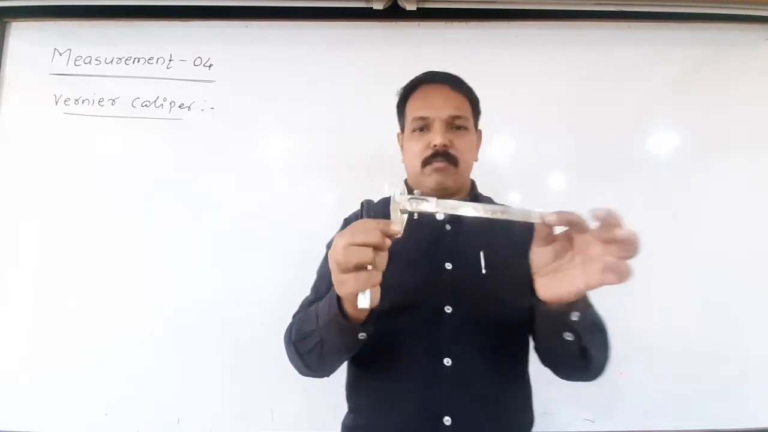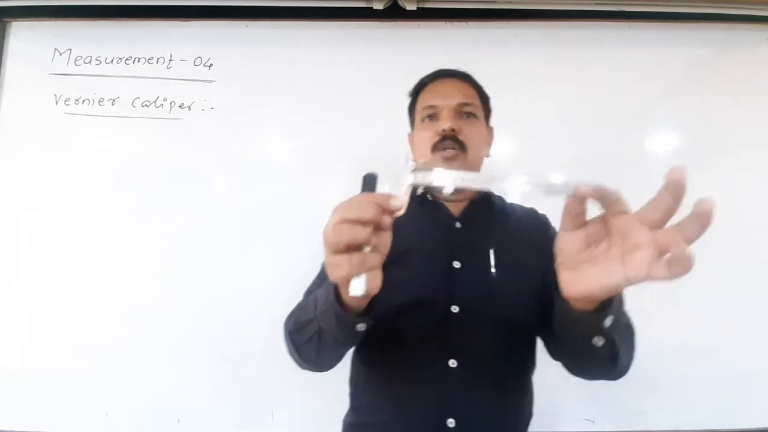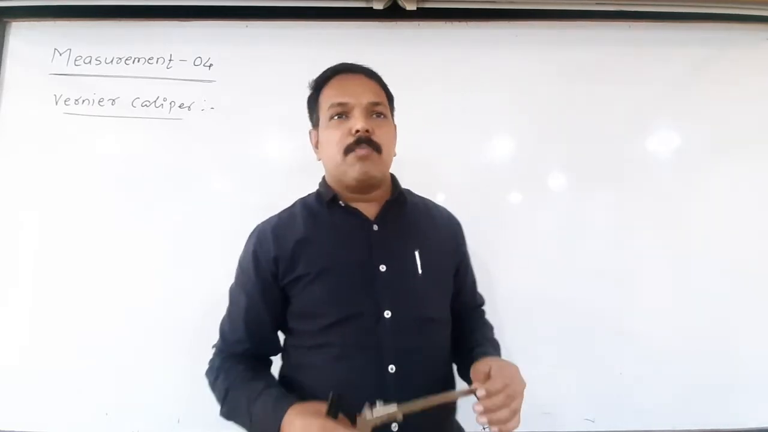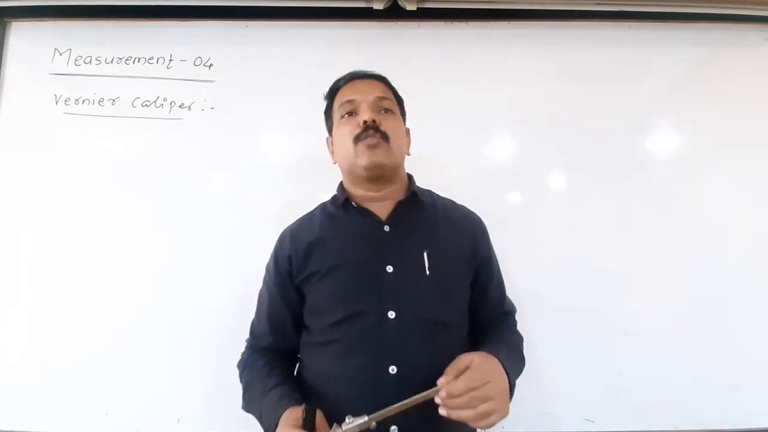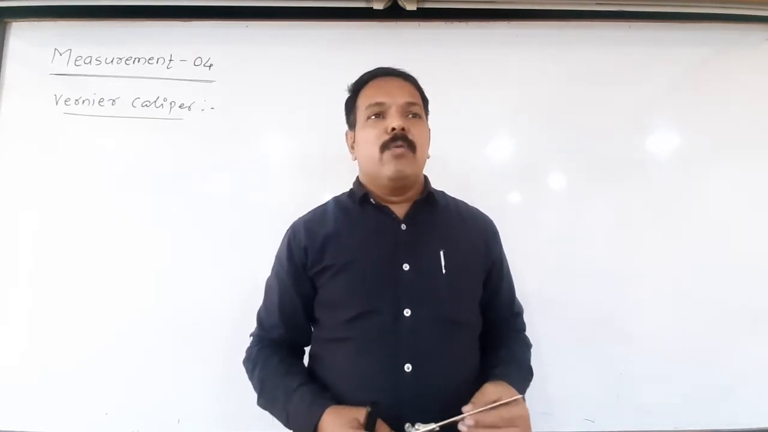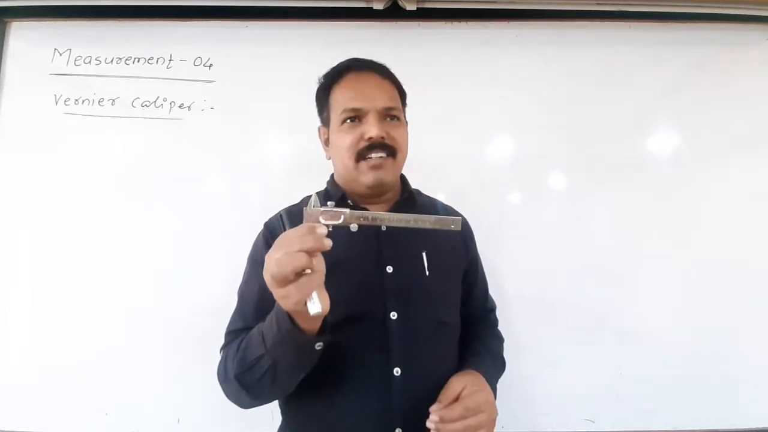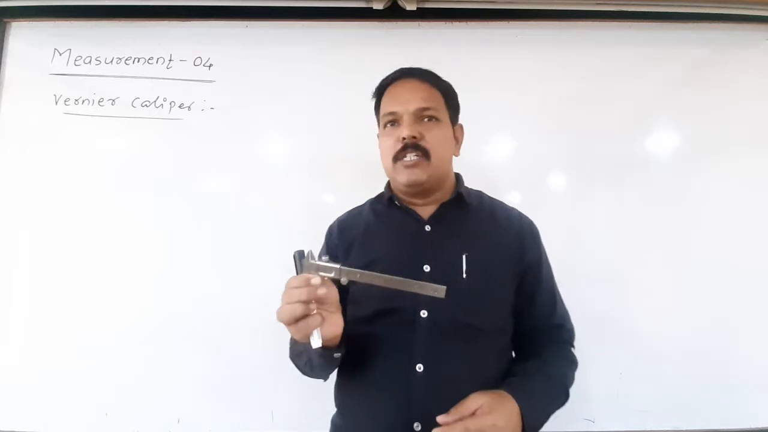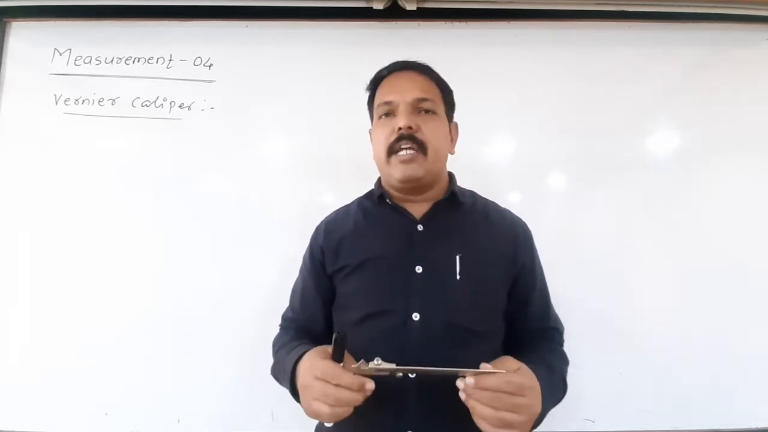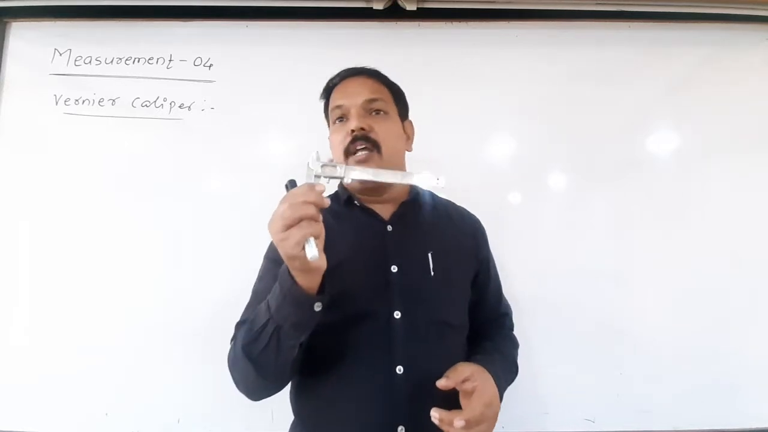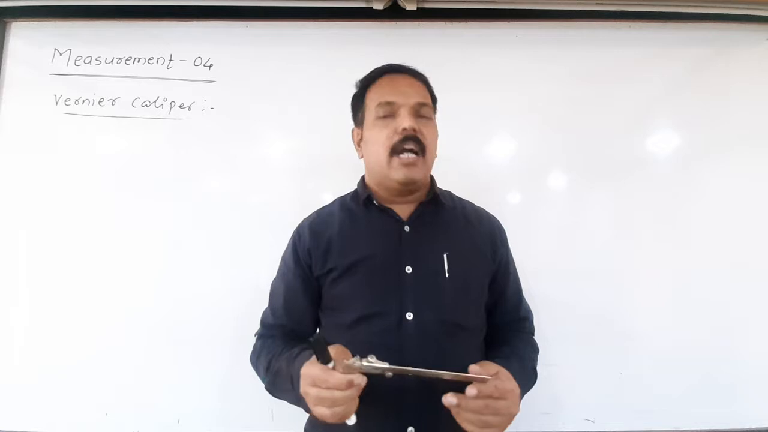You might have observed it. See here. To measure small lengths, there are different devices: one is a vernier caliper, another is a screw gauge. Today we have to study this vernier caliper. It will be useful in your practical work also. While performing the practicals of physics and chemistry, you have to use this device to measure different lengths or small diameters.